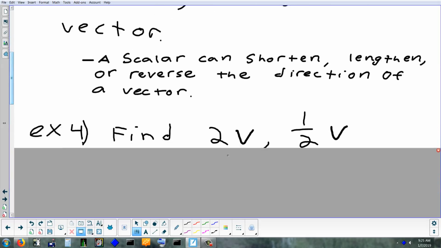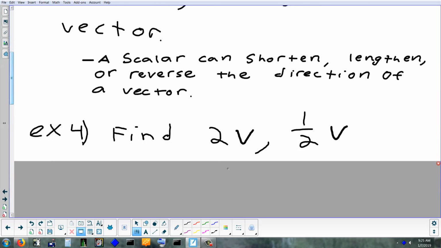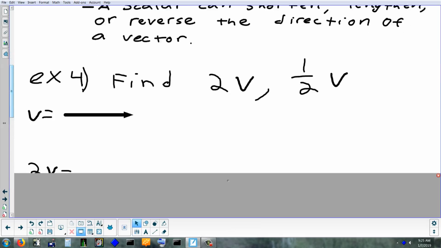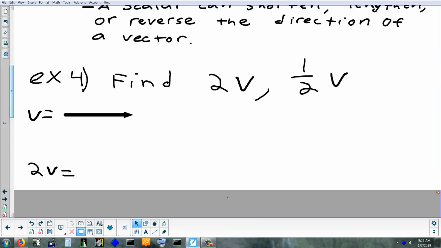Okay, so let's try each of these. So we have 2v, again the v is bold, and 1/2 v. Well, if you think of 2v, like I want to find exactly 2v. I don't want to estimate it. How could you get 2v exactly? Like if you had graph paper, you could do it perfectly. But even without graph paper, I can do this.